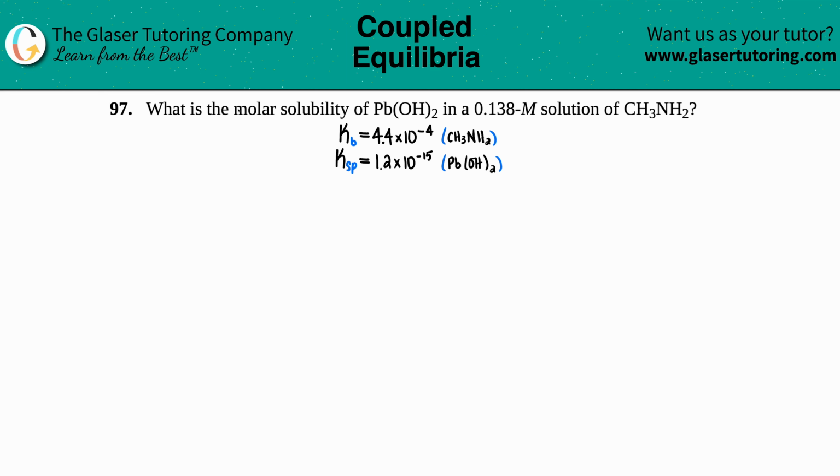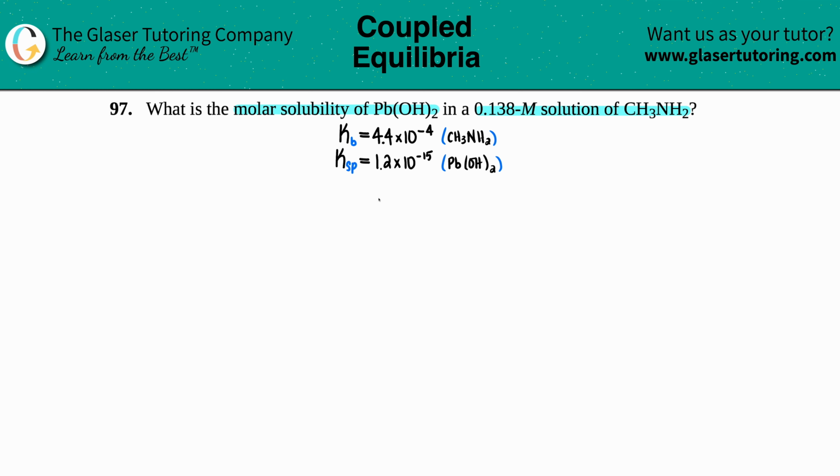197. What is the molar solubility of Pb(OH)2 in a 0.138 molar solution of CH3NH2? In order to answer this question, I did have to go in the back of a textbook to find out a couple of constants. They're asking for the molar solubility of Pb(OH)2. Whenever they're talking about molar solubility, that's saturated solutions, a Ksp, solubility product. So I found the solubility product of Pb(OH)2 of 1.2 times 10 to the negative 15th.